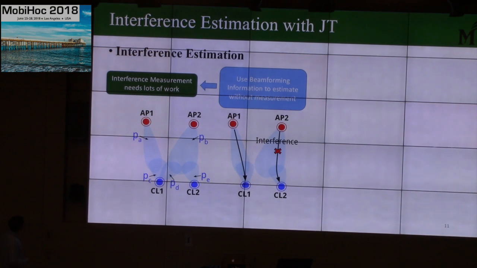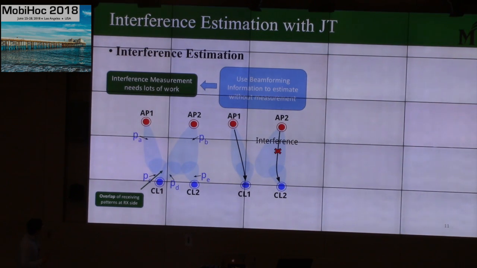Here is the basic idea. Suppose we have two links: link 1 using pattern PA and pattern PC, and link 2 using pattern PB and pattern PD. When we want to check whether link 2 interferes with link 1, we use the beamforming information from AP2 and client 1. At the receiver side, we check whether there's overlap between these two patterns. If PC and PD overlap, we consider them to interfere.